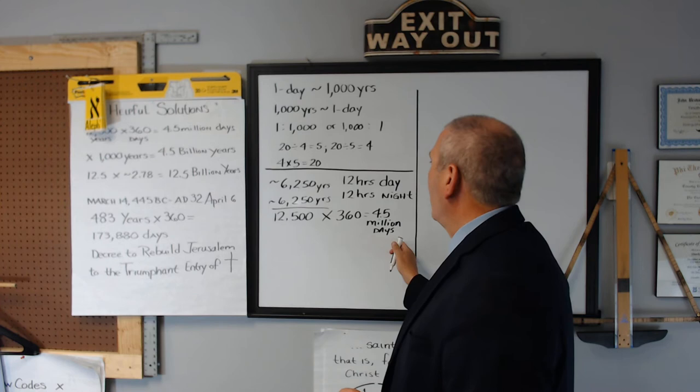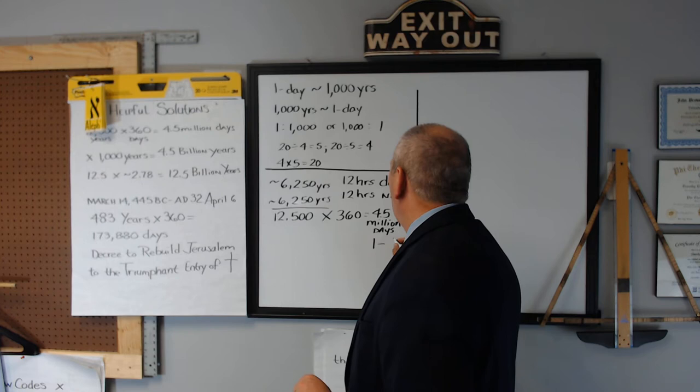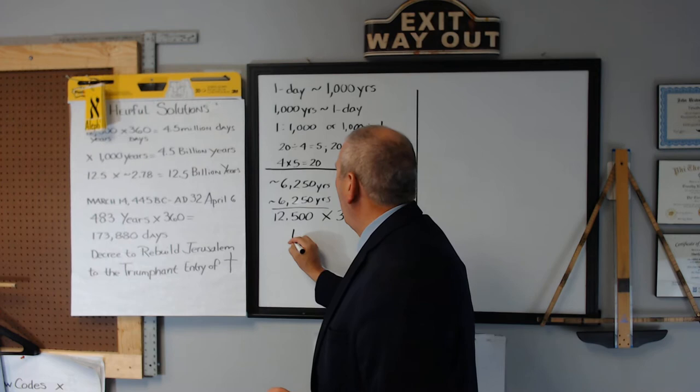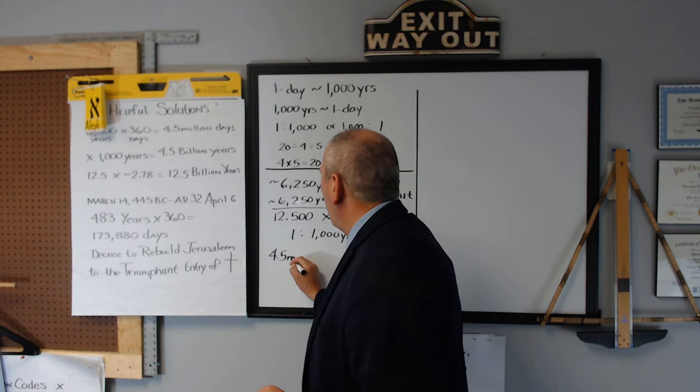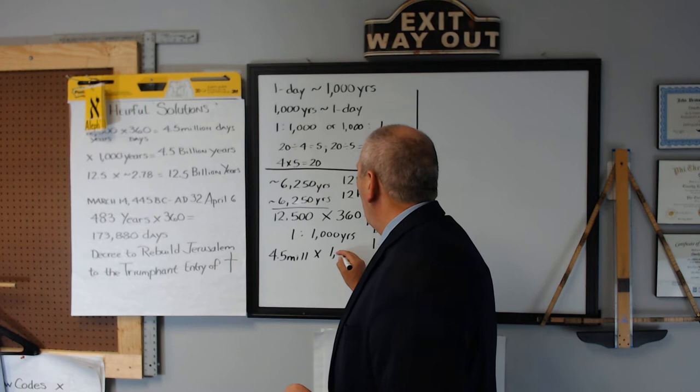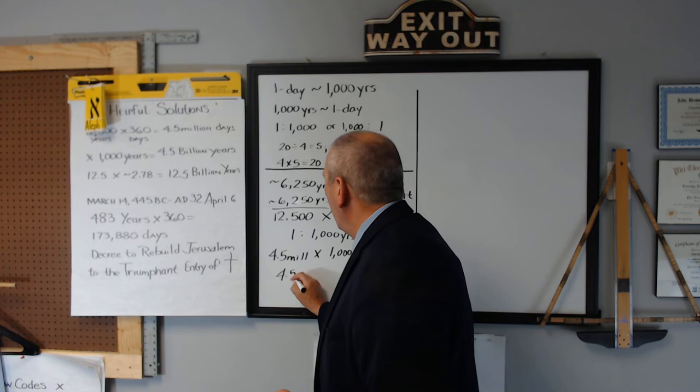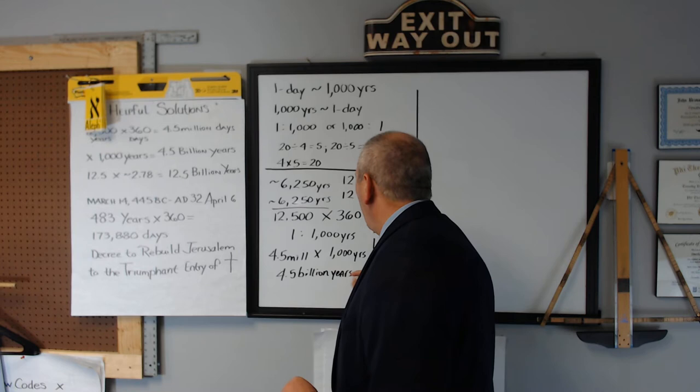So we have the day, one day. We have our day column, if you will, if we set it up as one day to 1,000 years. So there's our days. Let's bring our 4.5 million here. There's our million days. Now let's multiply that by 1,000 years, and that equals 4.5 billion years. But now that's an amount.